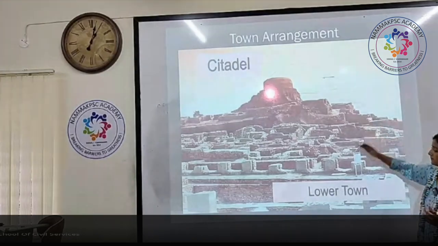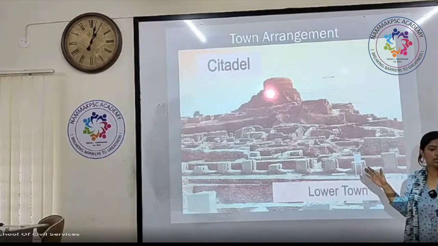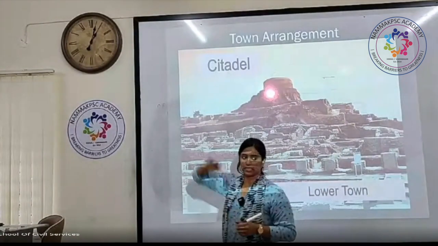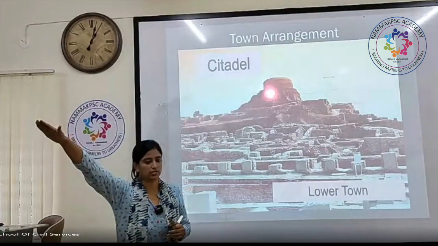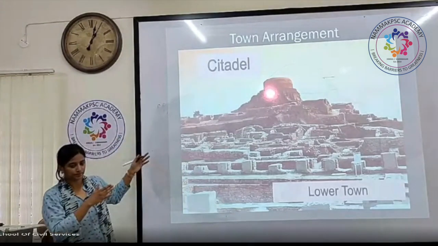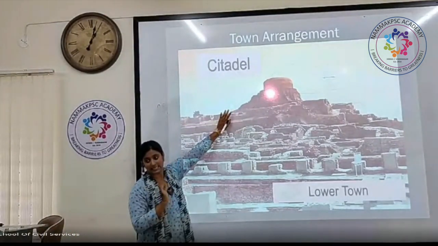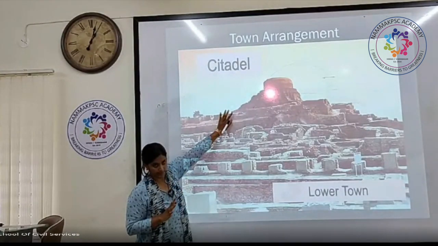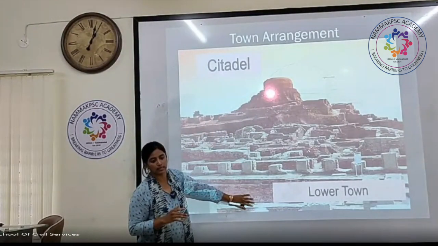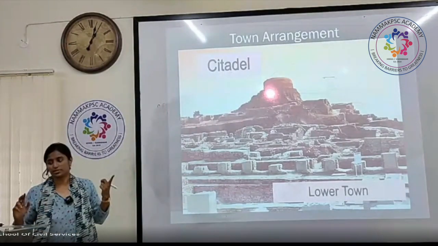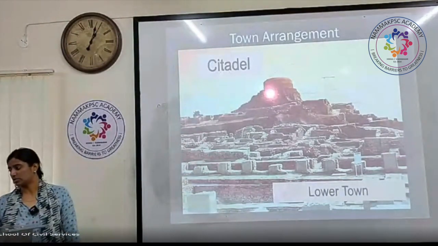Likewise, there existed two sections in the town pattern. One is an elevated structure where they stayed a little higher, that is called a citadel, which is called an upper town. We believe that there existed a business class who lived here. The lower town is dwelled by the normal people. This is their town structure, the town arrangement.